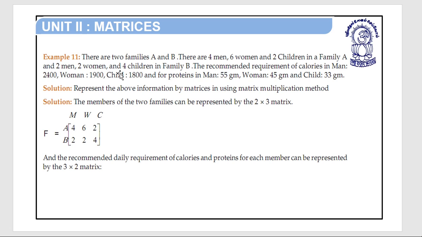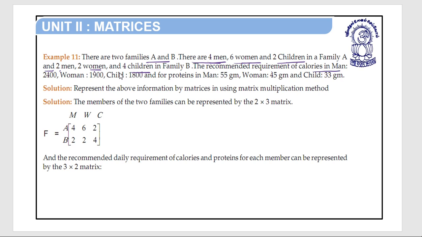Here there are two families, A and B. In family A there are 4 men, 6 women and 2 children. In family B there are 2 men, 2 women and 4 children.